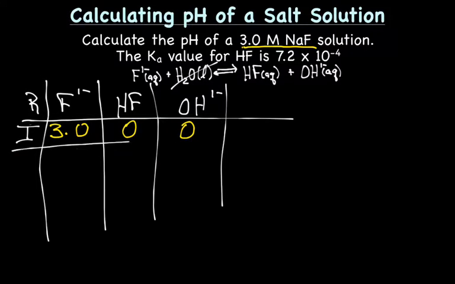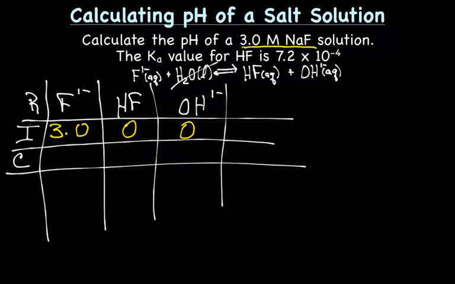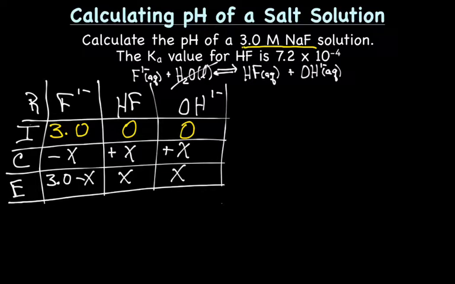All right, so next is the change. We know that the F is going to decrease by some X. The HF is going to increase by the same X, as is the OH. So then at equilibrium, the F concentration will be 3.0 minus X. The HF concentration will be 0 plus X, or just X, and the OH concentration will be 0 plus X, or just X.